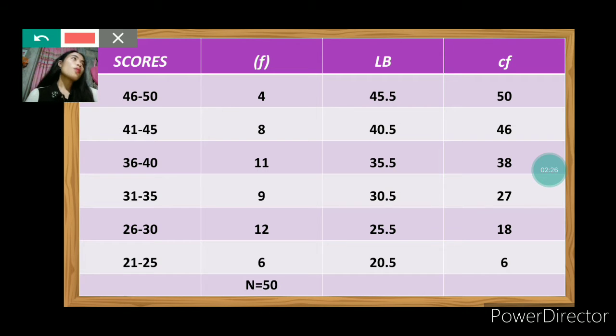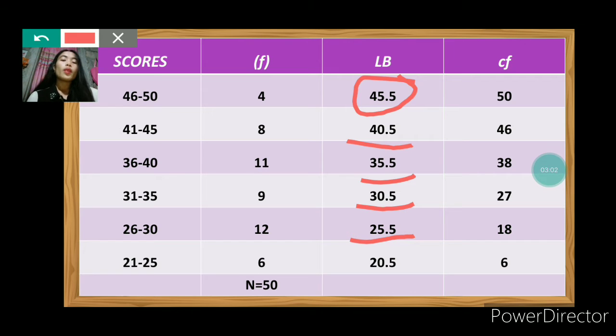So in our LB, our lower score, we will subtract 0.5. Here we have 46. We subtract 0.5, so we come up with 45.5. We'll just continue with the others. So 41, we have 40.5; 36, we have 35.5; 31, subtracting 0.5, we come up with 30.5; 26, we have 25.5; and 21, we come up with 20.5.